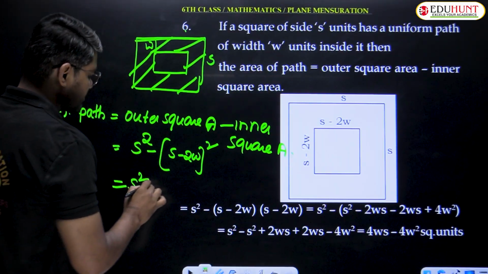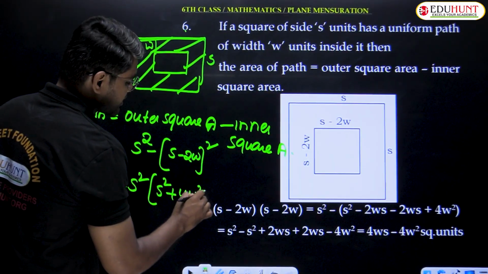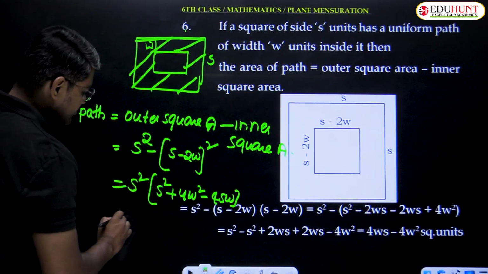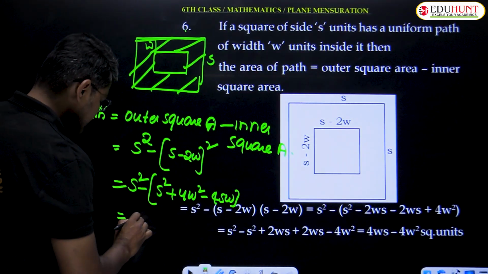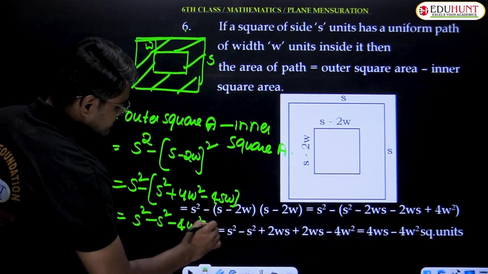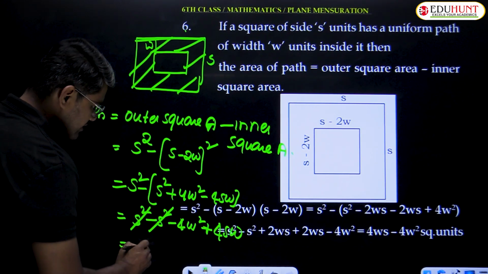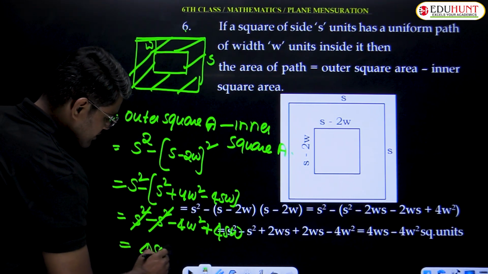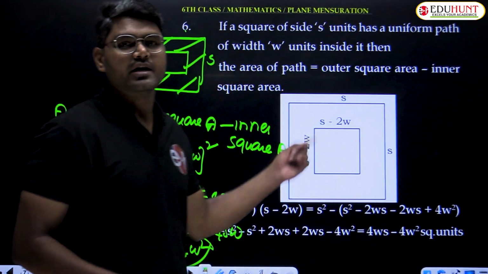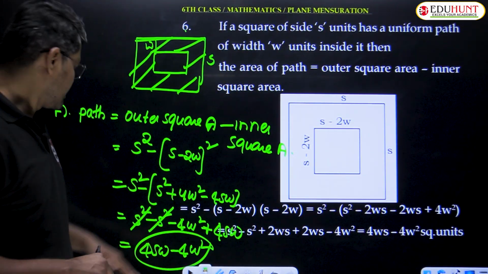S square, expand this one, S square plus 4W square minus 2 2's 4 4SW. Now multiply by minus. S square minus S square minus 4W square plus 4SW. S square and S square will be cancelled. So it is 4SW minus 4W square. This is the area of a path of square in this condition. Okay, right.